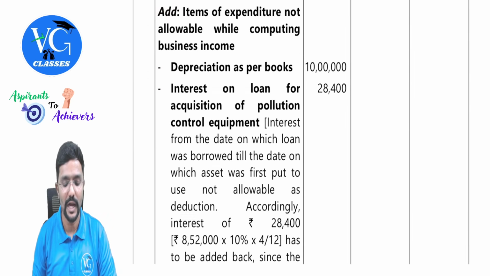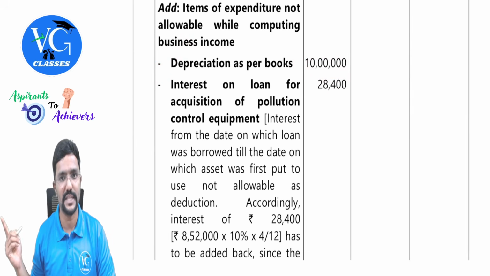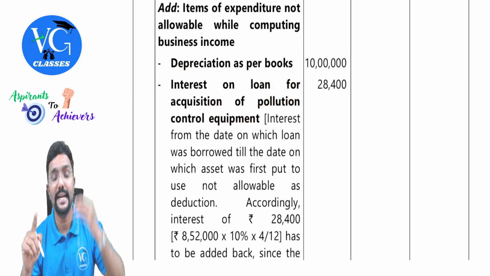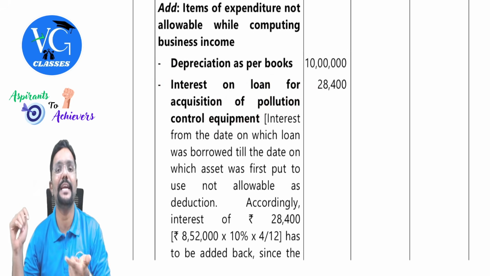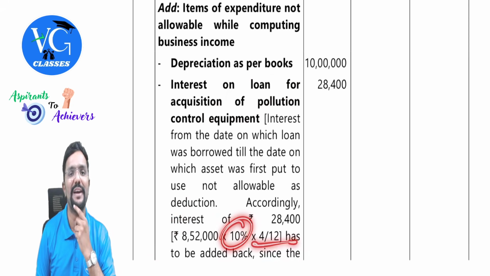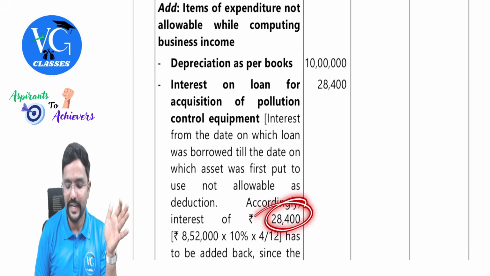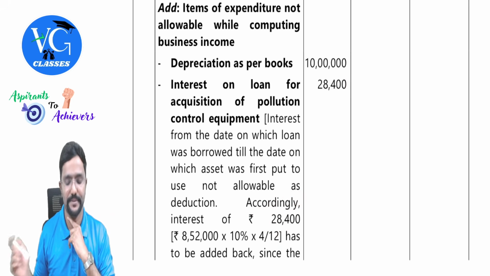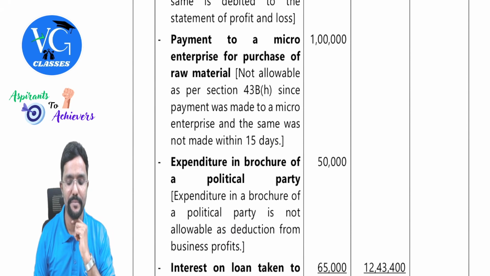Items of expenditure not allowable while computing business income. Depreciation as per books, add back. We will calculate as per section 32 later. Interest on loan for acquisition of pollution control equipment till the date the asset is put to use, we need to capitalize it. As we are capitalizing it, we are adding it back here. How much is that, sir? 8,52,000 into 10% into 4 by 12, from the date of loan till the date the asset is put to use. So it comes to 28,400. Add it here. The same thing should be added to the cost of the asset. So we are disallowing it here and we will add it to the cost of the asset to claim depreciation.